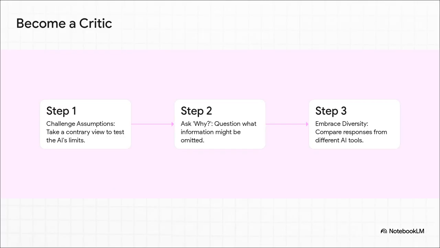So I want to leave you with 3 simple things you can do to become a more critical AI user. First, challenge it. If it gives you a standard answer, ask it for the opposite point of view. Test its limits. Second, ask why and why not. Think about the information it's giving you, but more importantly, think about the information it might be leaving out. And third, use different AIs, just like we did. Try the same prompt on a few different tools and compare what you get. The differences can tell you a whole lot.